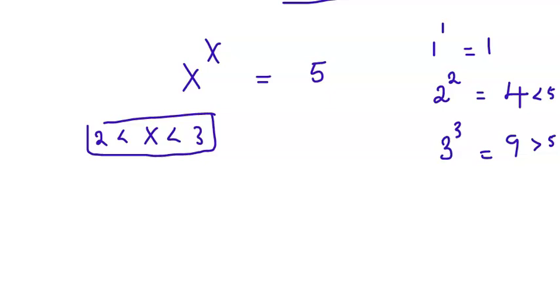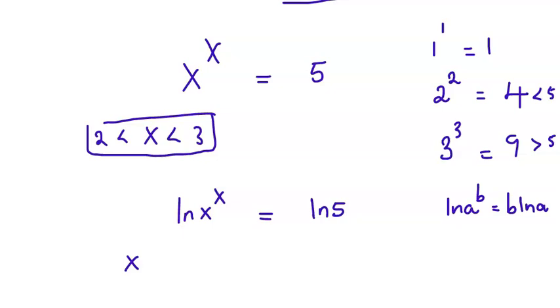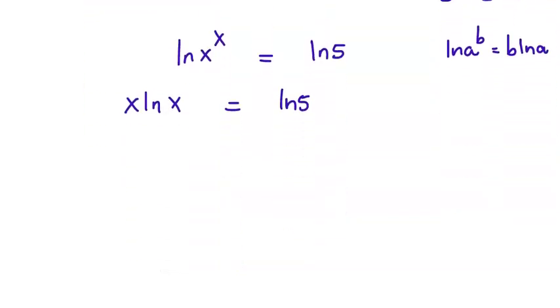So we have the natural log of x to the power of x, that is taking the natural log of both sides, is equal to the natural log of 5. Okay, so with the property of logarithm, we know that log of a to the power of b is equal to b multiplied by the log of a. So this right over here will be x multiplied by the log of x. So this is equal to the natural log of 5. Okay, now here comes the trick.